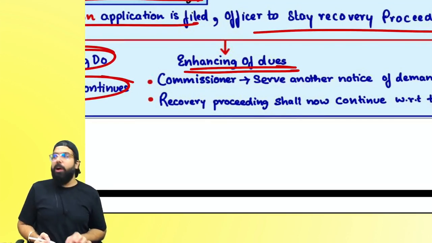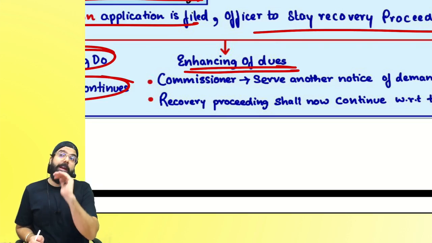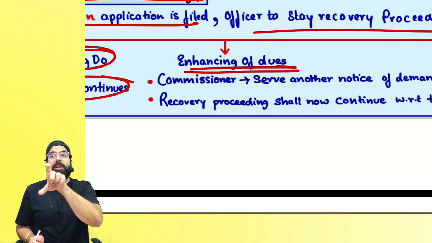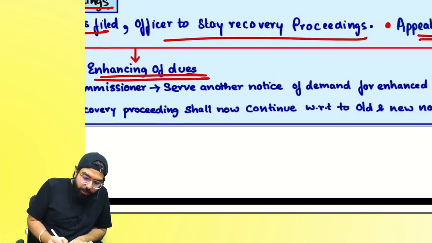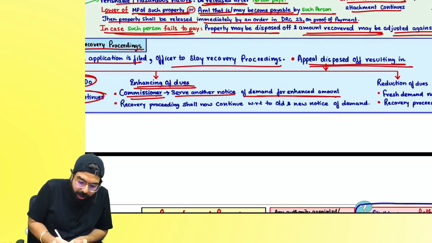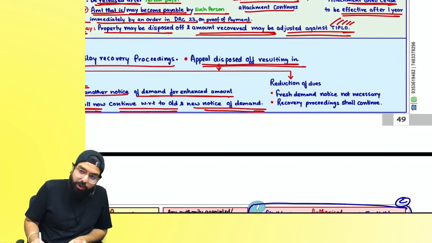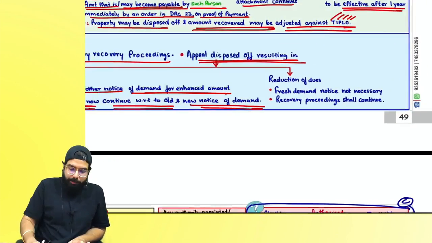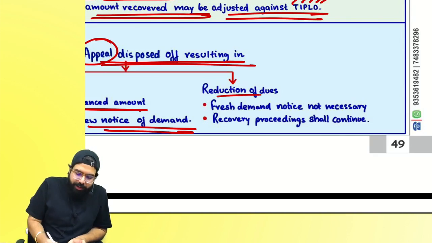Supposing the appellate authority went ahead and enhanced the amount. Now what will happen? Whatever was told in the demand order will be recovered. For the enhanced amount, the commissioner will serve another notice of demand. Recovery proceedings shall continue with respect to the old notice of demand and the new notice of demand for the enhanced amount also. But if the appeal is disposed of wherein they reduced the amount, then a fresh demand order is not necessary.